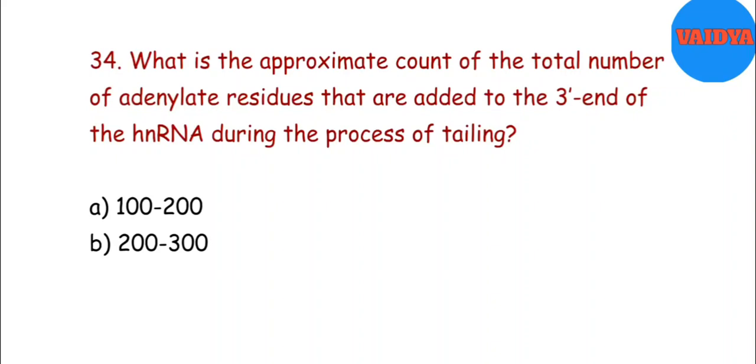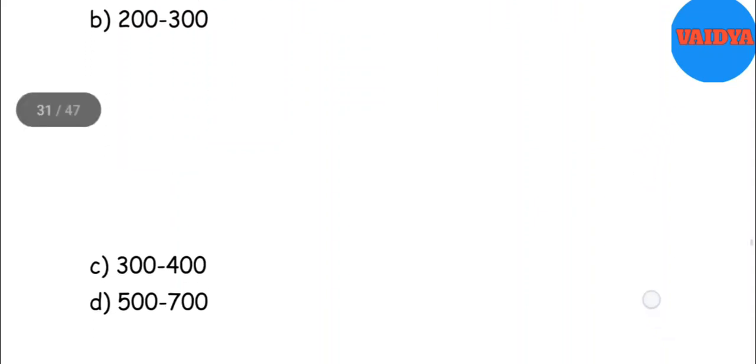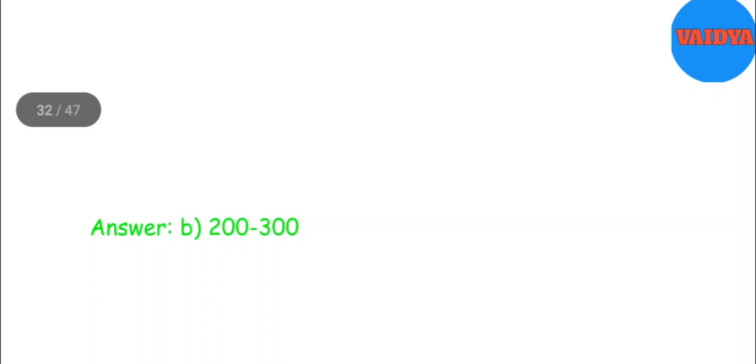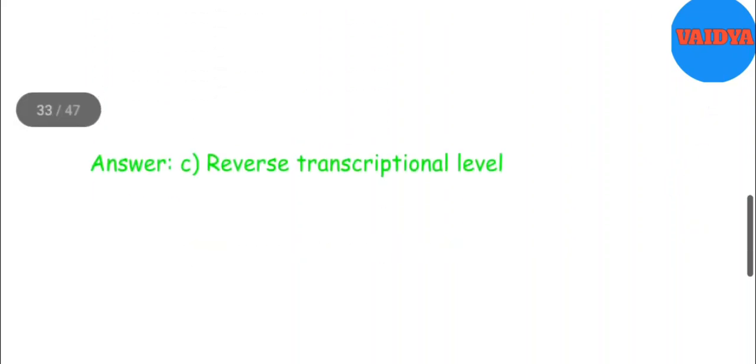A. 100 to 200. B. 200 to 300. C. 300 to 400. D. 500 to 700. Answer. B. 200 to 300. 35. In which of the following levels can gene expression not be exerted? A. Transitional level. B. Transcriptional level. C. Reverse transcriptional level. D. Processing level. Answer. C. Reverse transcriptional level.